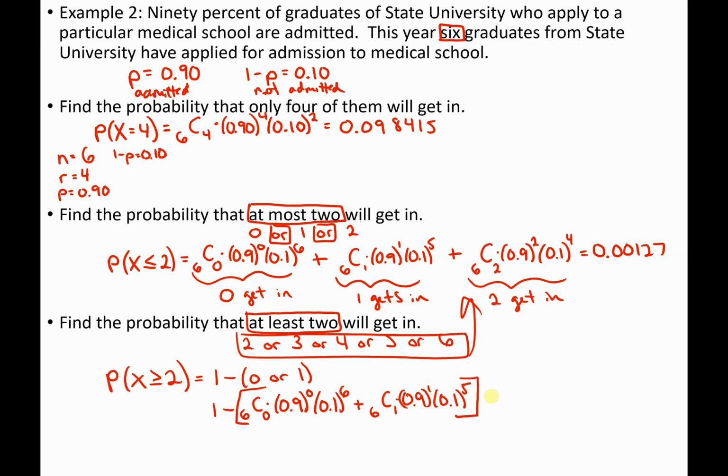Alright, so when I do this, I'm going to write out the whole thing. And that's what I came up with. Now again, you could do the whole setup for 2, for 3, for 4, for 5, for 6, and add them. That's what at least 2 means. It's 2, or 3, or 4, or 5, or 6. I don't want to do all that setting up, so that's why I do the complement.